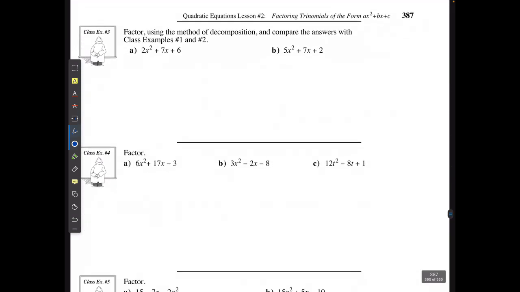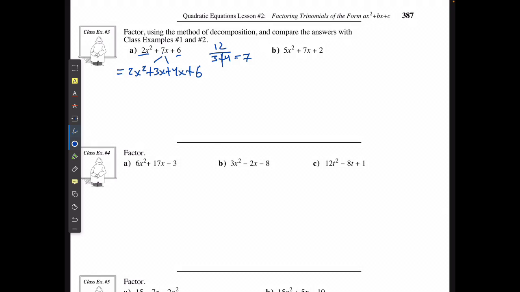So, when we're splitting up, the first thing I'm going to do is take the A and C and multiply them. And I'm going to get 12. I need two factors of 12 that add up to 7. Well, if I take 3 times 4, I get 12, and 3 plus 4 is going to give me 7 when I combine them. That's what I'm splitting this up into. I'm going to say I have 2x squared plus 3x plus 4x plus 6.